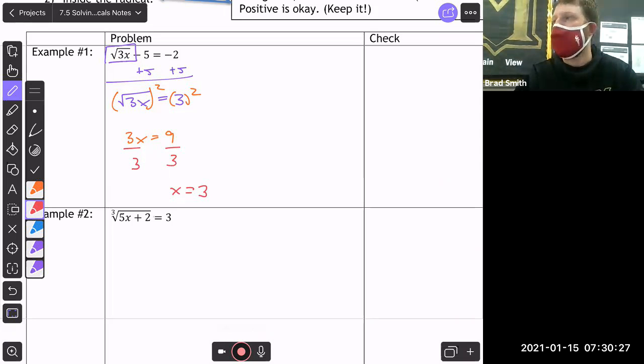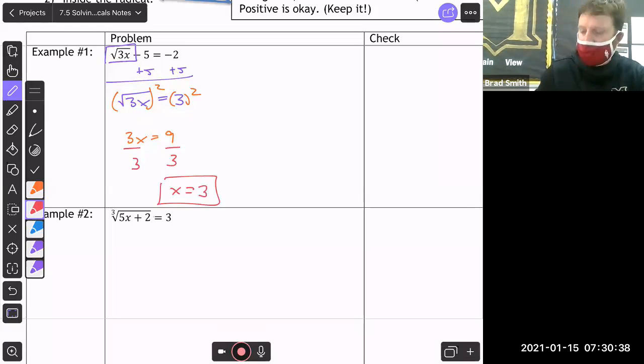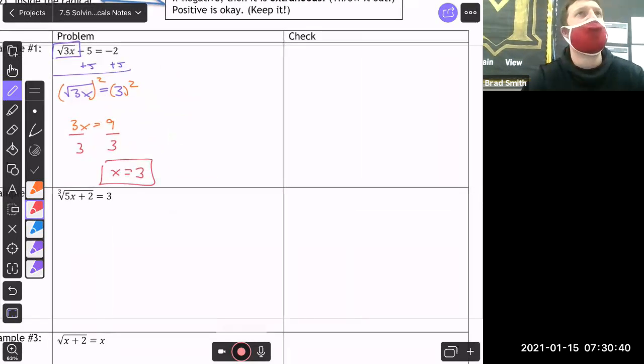Anybody have any questions about that? Pretty straightforward, right? This class is pretty good with it. So now, here's my answer. I always want to check these if it's a square root, because you cannot take the square root of a negative number. With the cube root, it doesn't matter so much, but with a square root, you always want to check it.